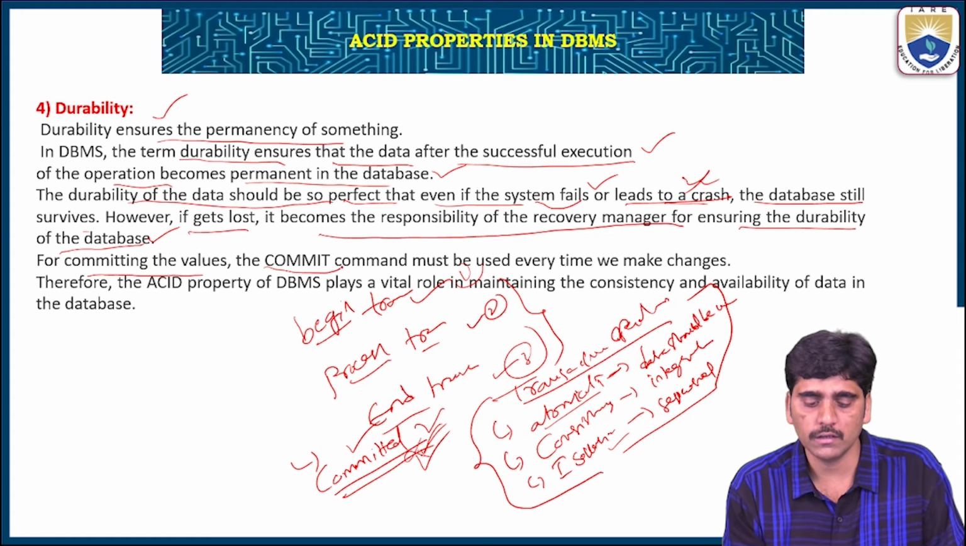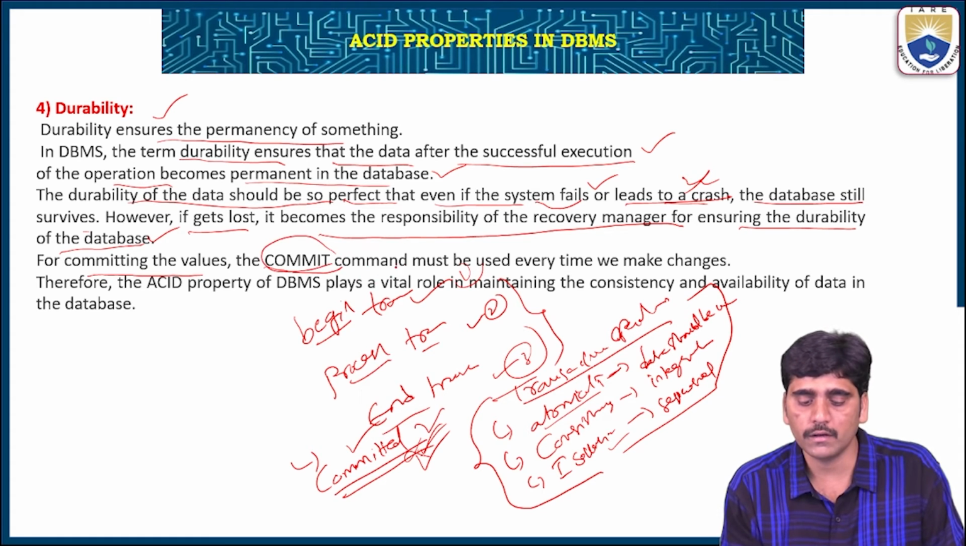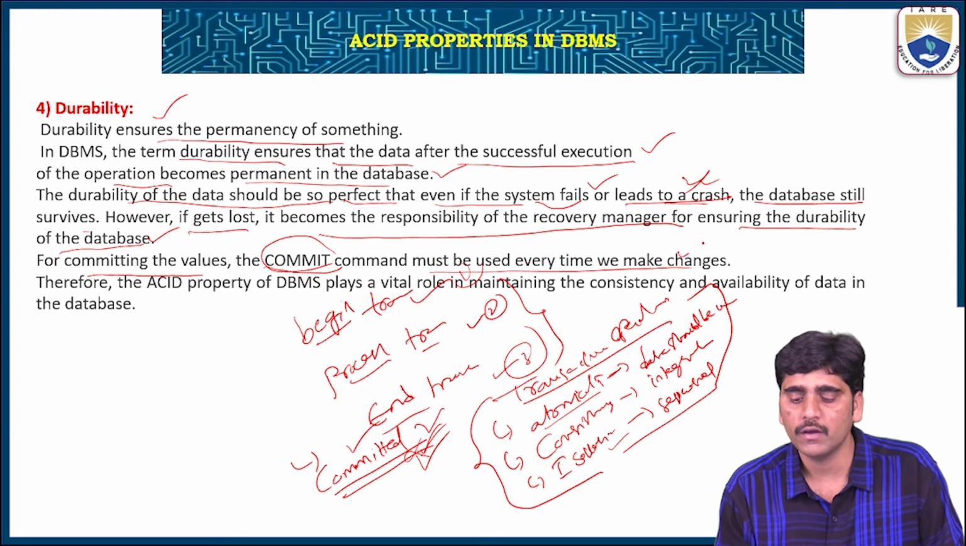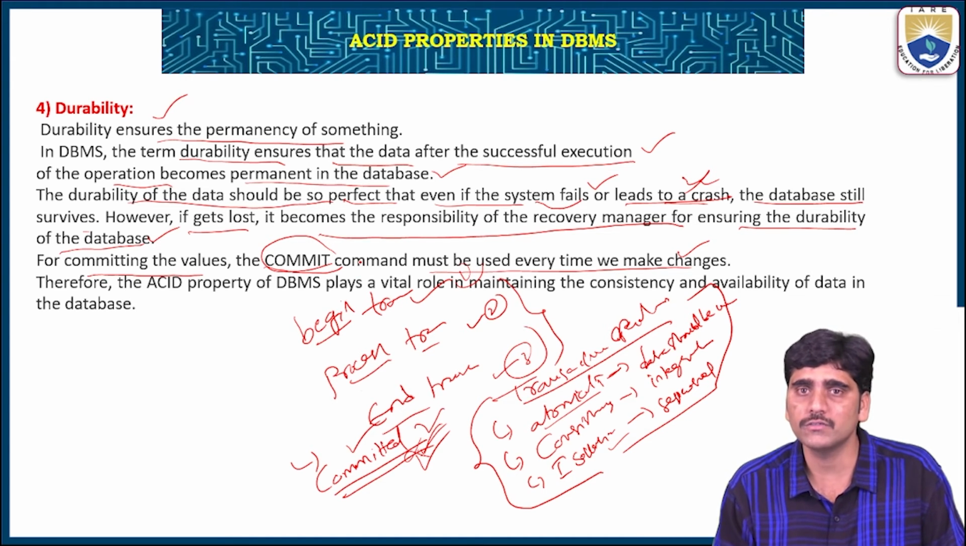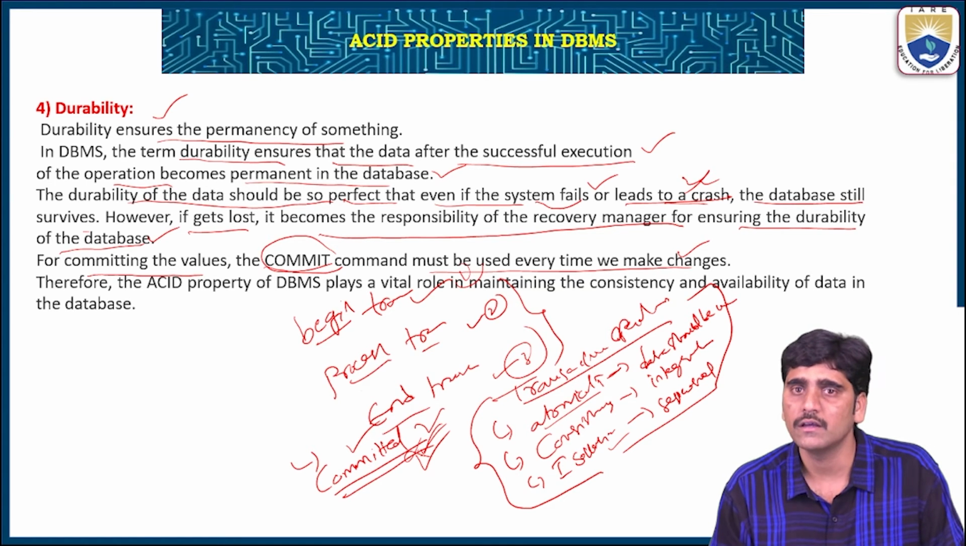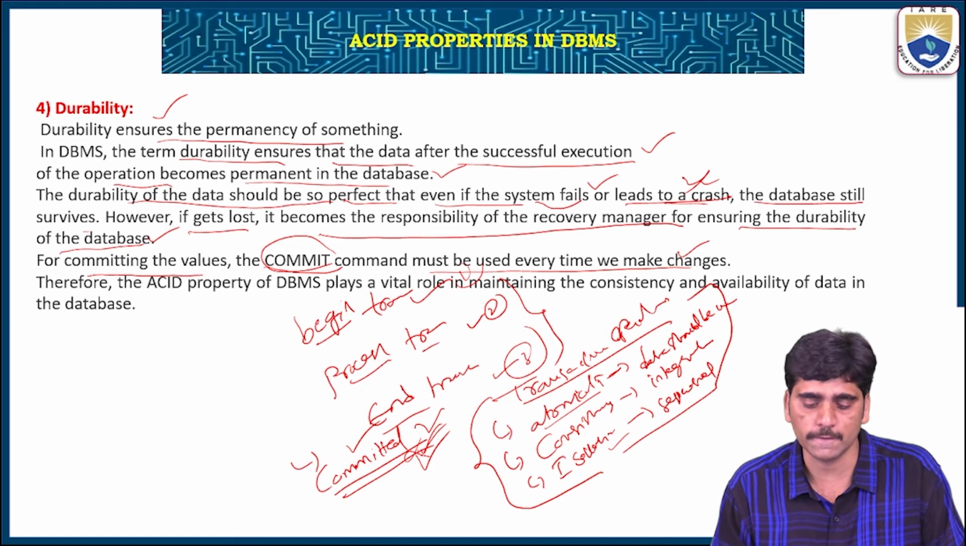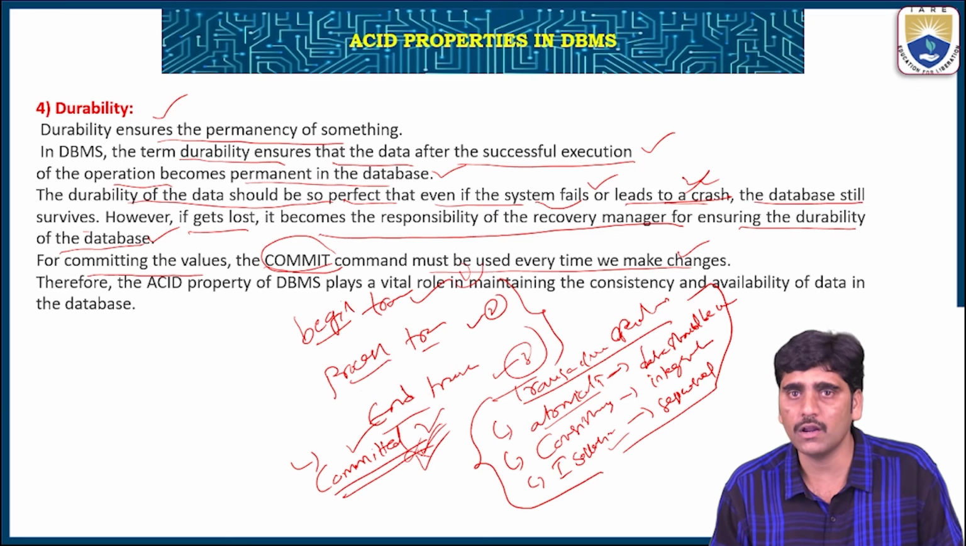So that's why you can mention here that the commit command must be used every time we make changes. We are making changes every time, right? By committing all the changes, the database is saved permanently, and if any system fails or crashes, then we will get recovery of the data. So these are all the transactional operations, or you can say the ACID properties in database management systems.